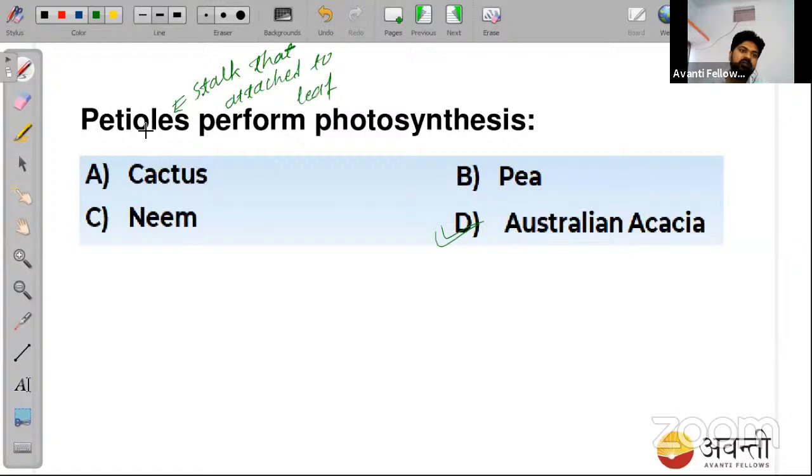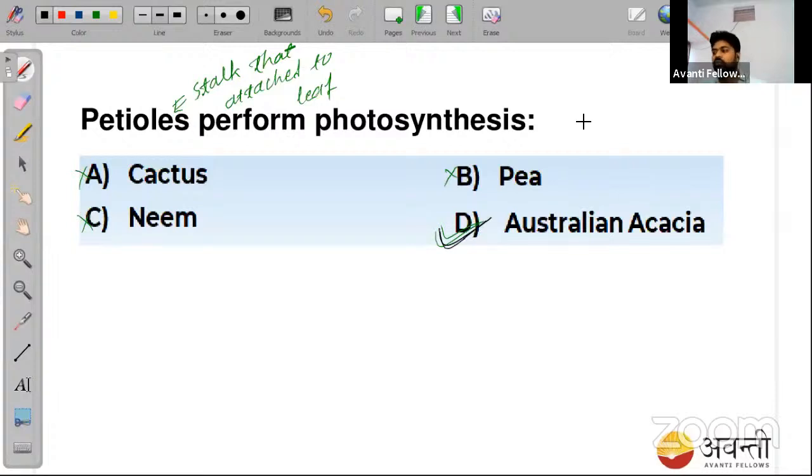So many people chose option A. Actually, the complete body of the cactus performs photosynthesis, and there is no specific leaf present in cactus. That's why cactus is not the answer. Neem is also not the answer. Pea plant is also not the answer. But Australian acacia is the correct answer.